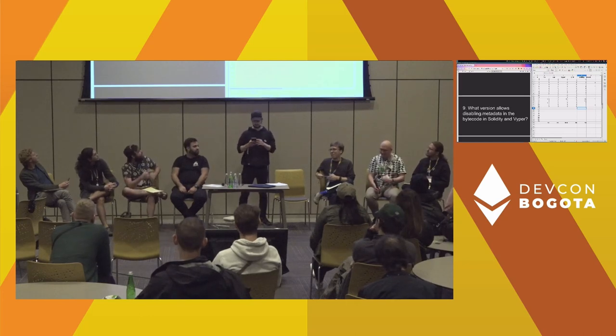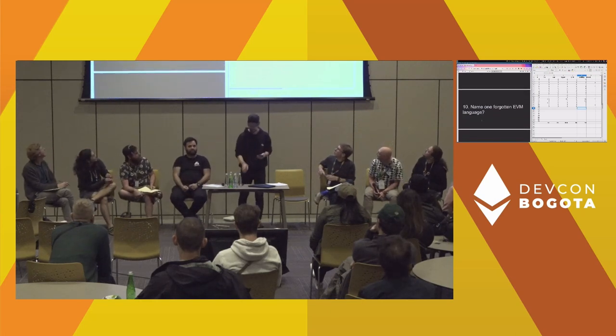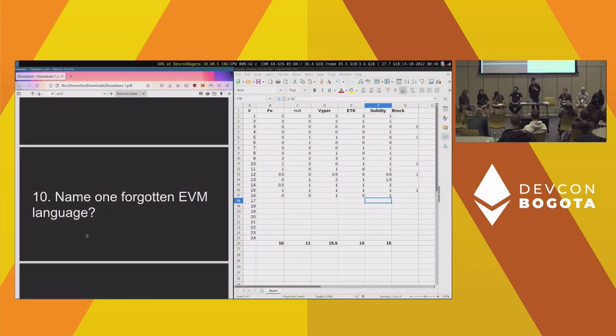The last question of the pub quiz. If you win this, you win everything. Or not. Okay, so if you name them correctly, all of them, even the audience, then you win as well. So name one forgotten EVM language. There's multiple, apparently. Name one or a couple, or name all of them. Five seconds. Time flies.